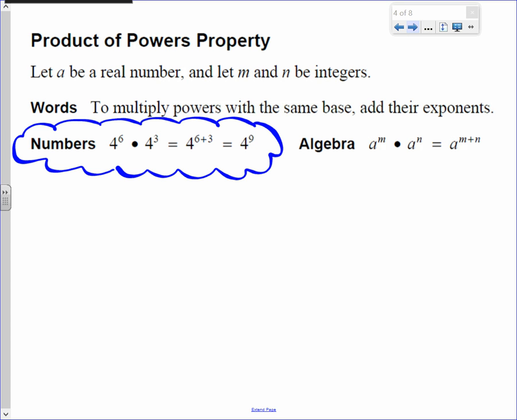Let's see. 4 to the 6th times 4 to the 3rd. Do these have the same base? Yeah, what is the base here? 4. Notice how we're multiplying and we have the same base. That's key. So look at to multiply powers with the same base. Underline that. If we're multiplying and you have the same base, all you got to do is add the exponents. 4 to the 6th times 4 to the 3rd is just 4 to the 6 plus 3 power. 6 plus 3 is 9. Done. Easy. That's all you do. This only works though for same base, mind you.